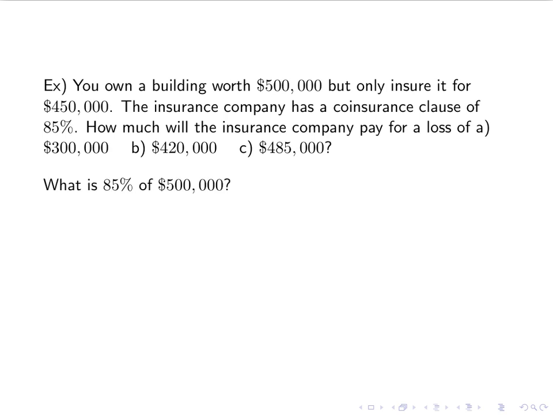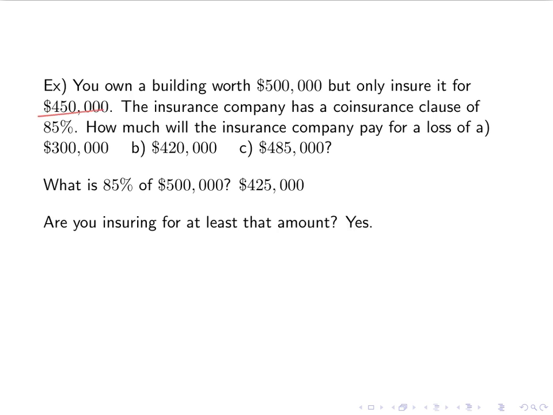The first thing we have to do is figure out what 85% of the building's worth is. I have some people who will take 85% of the face value of the policy, but that's not what I want. I want 85% of the building's worth. And that is $425,000. Next, we have to ask ourselves, are we meeting this coinsurance requirement? Are we insuring for at least that amount? Yes, because we're insuring for $450,000, which is at least $425,000.